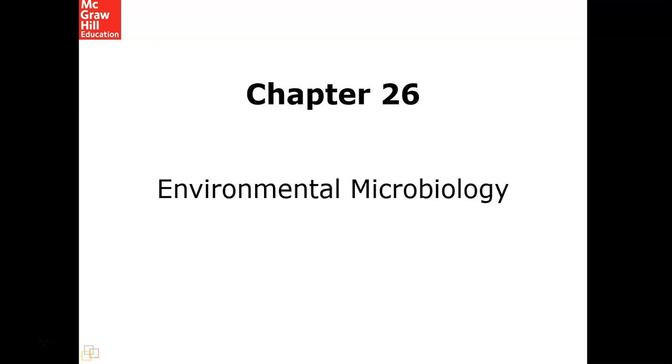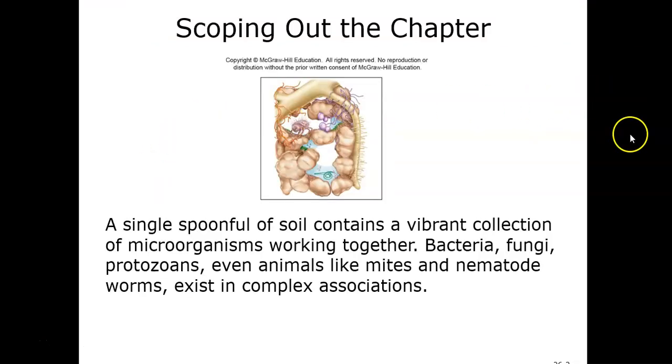So what I think is really cool is we're going to start with kind of a little topic called scoping it out. And we're going to look at some of the key things that we're going to learn as we go through chapter 26. So let's start first with looking at the fact that the first big content topic is the complex relationships and associations that we're going to talk about between microbes and the environment.